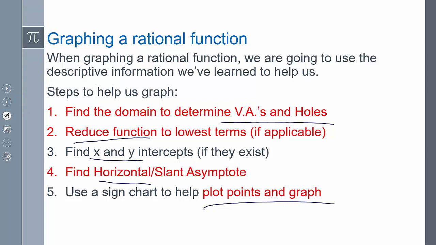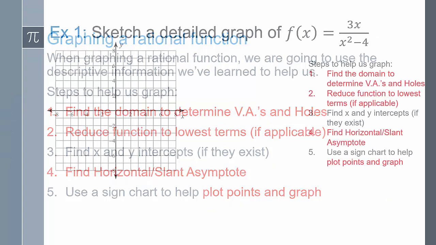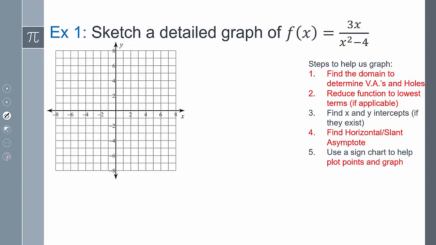Now you should write this down because it's going to help you do this. But pretty much the key pieces are the vertical asymptotes and holes, the horizontal asymptote, and being able to plot points and graph. If you can do that, you can graph these just fine. So let's look at this first one here.